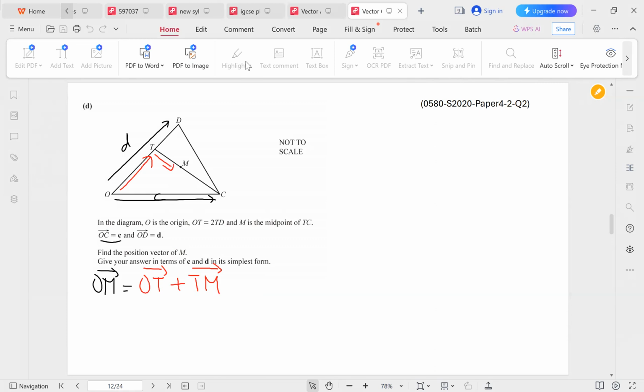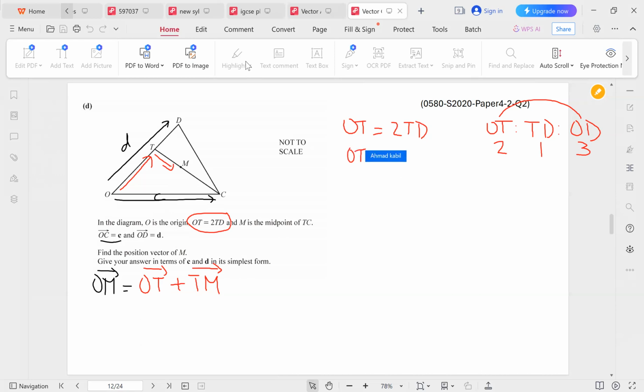Let's start with OT. We are given a ratio for OT. So OT equals 2 times TD. So OT is obviously larger. So we can write down the ratio OT to TD to OD. And then the ratio is 2 to 1. Of course, OT is bigger, so OT gets the 2, TD gets the 1, and the sum will be 3. And we are interested in OT, so let's link these two together. So we have OT equals 2 over 3 times OD.